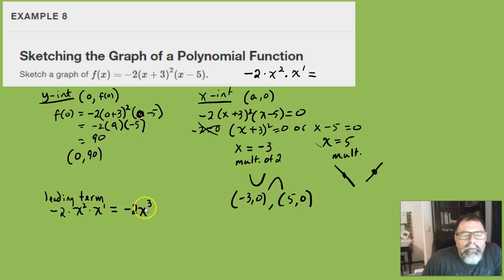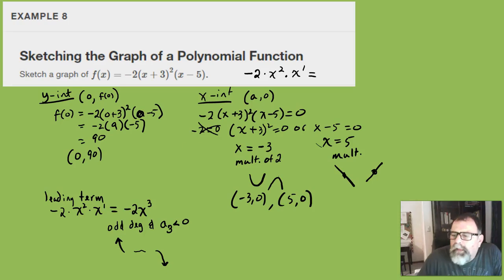So the leading term is odd degree with a negative leading coefficient. The a sub n, in this case a sub 3, is less than 0. So the left end's going down and the right, oh no, it flips over. So let me fix that. The left end's going up and then the right end is going down. Okay, so that's my end behavior.